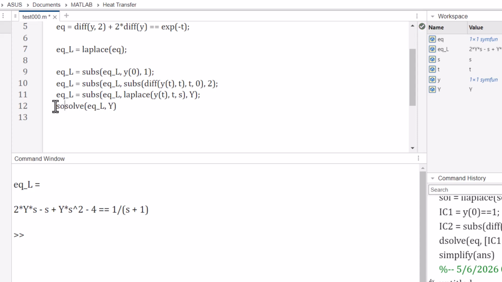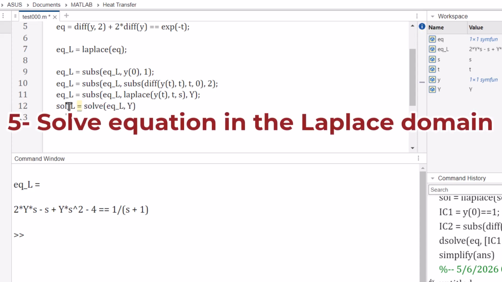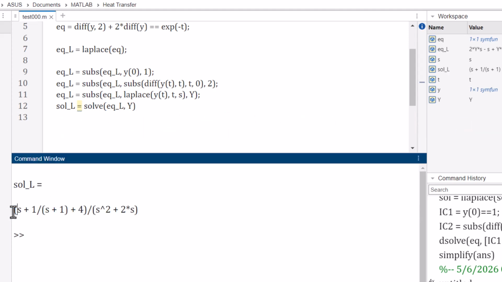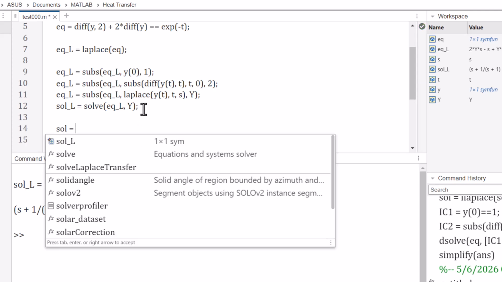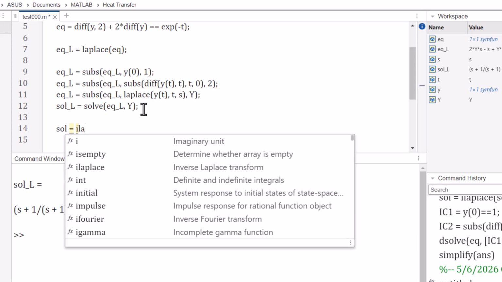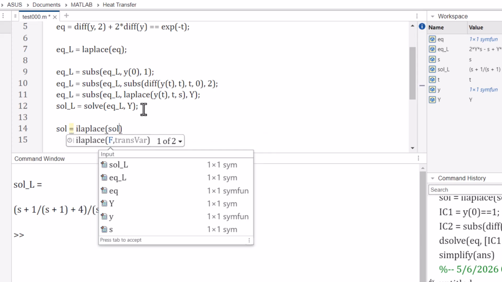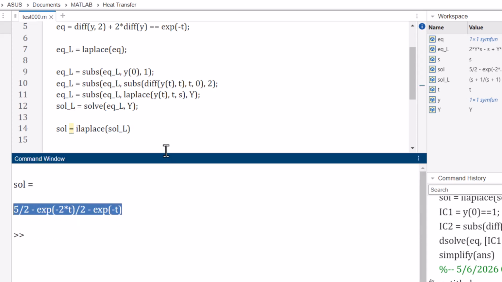And I put it in a variable named sol_L, just to remind myself that it is the solution in the Laplace domain. So this is capital Y. And here goes the last step. The solution in the time domain is going to be the inverse Laplace transform of the solution in the Laplace domain. So I run, and here is the answer.